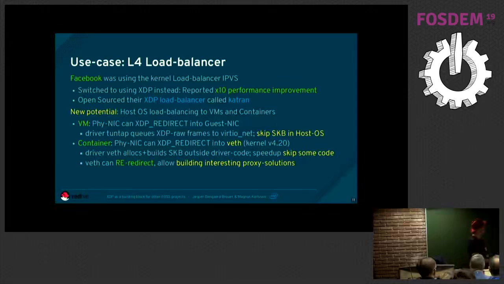We also have the use case of layer 4 load balancing. This is what Facebook is using. They used to use something called IPVS. It's a load balancer in the kernel. I'm even the maintainer for the user space software for that, but I even recommend not using it. What they did was they switched to XDP, and they reported a 10 times performance improvement.